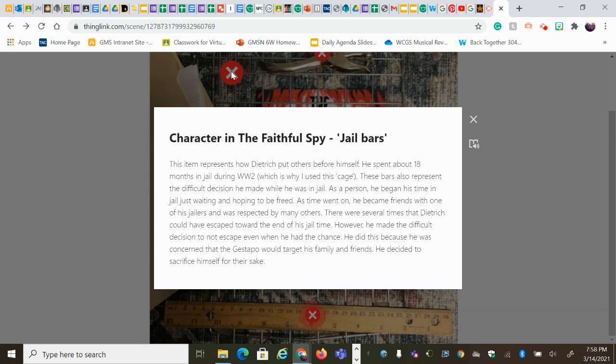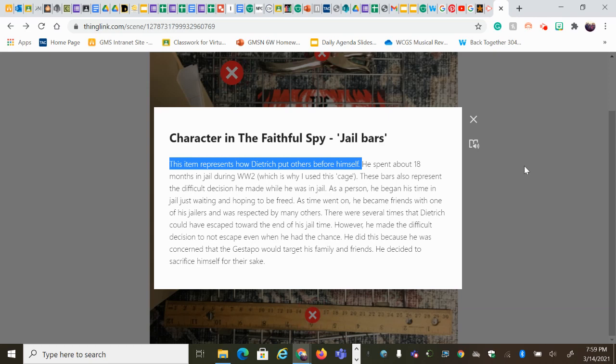I want you to notice, first off, that I have what's called a topic sentence. And I'm going to talk more about this when I go through how to write a paragraph in one of my videos. But basically, I have given you a topic sentence which explains in general what I want to talk about in the paragraph. I said, this item represents how Dietrich put others before himself. So I've immediately told you what this object represents about Dietrich as a person, as a character.